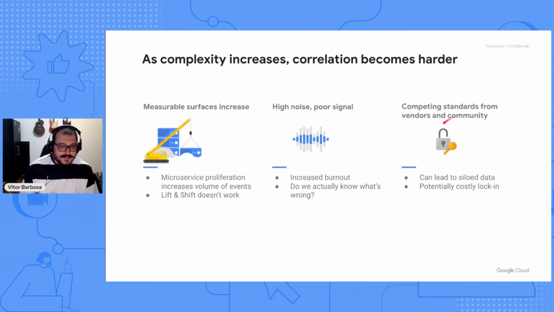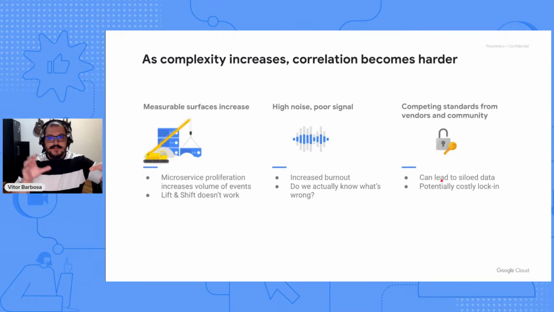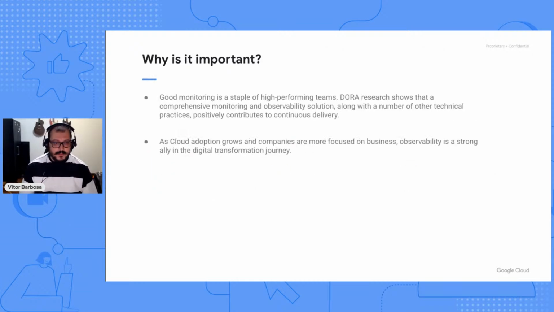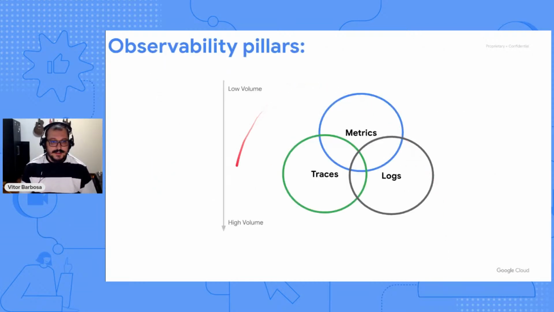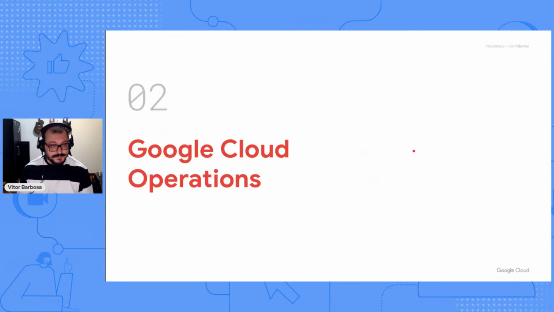And also competing standards from vendors and community, which can lead to data silos. So, for example, I have a monitoring tool and a logging tool, and I can't integrate these two solutions because they are not compatible, they are not using the same standards, they are from different vendors and so on. So this can also be a challenge when I need to correlate this data, when I need to do the marriage between these three pillars. Okay, so this is one of those challenges too.